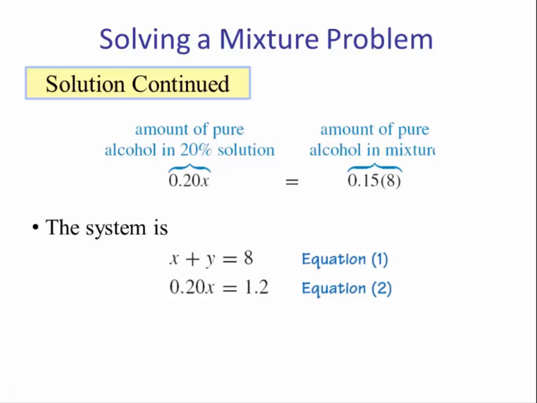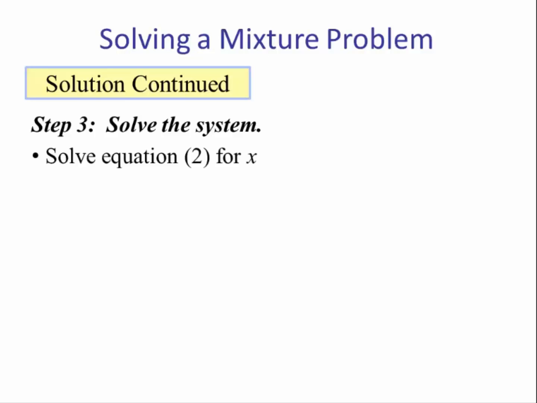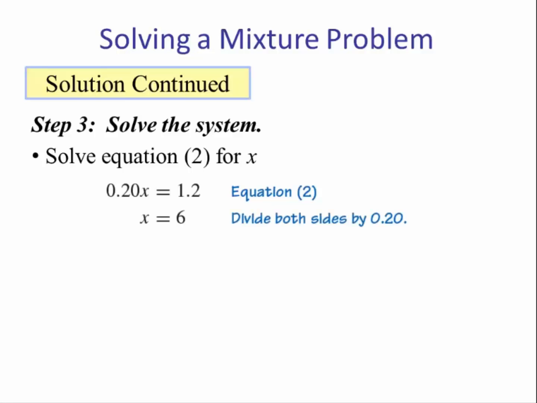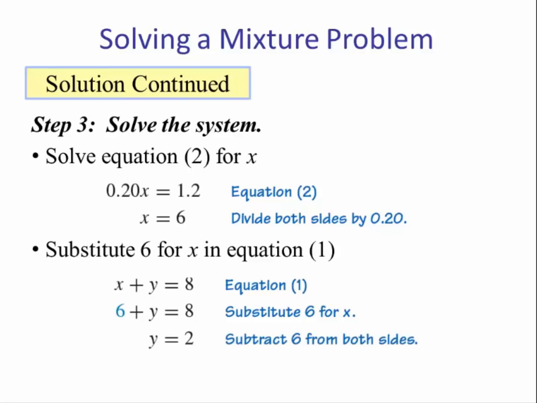The 15% concentration is what we want, times the number of cups that we want, which is 8. So we have our system. 0.15 times 8 is 1.2, and from our first equation we have x plus y equals 8. So solving this system will give us our answer. I'm going to take the second equation and solve for x. I'm going to divide by 0.20, and x turns out to be 6. Substituting 6 to get y, we have x plus y equals 8, which will be 6 plus y equals 8, which means y is equal to 2.